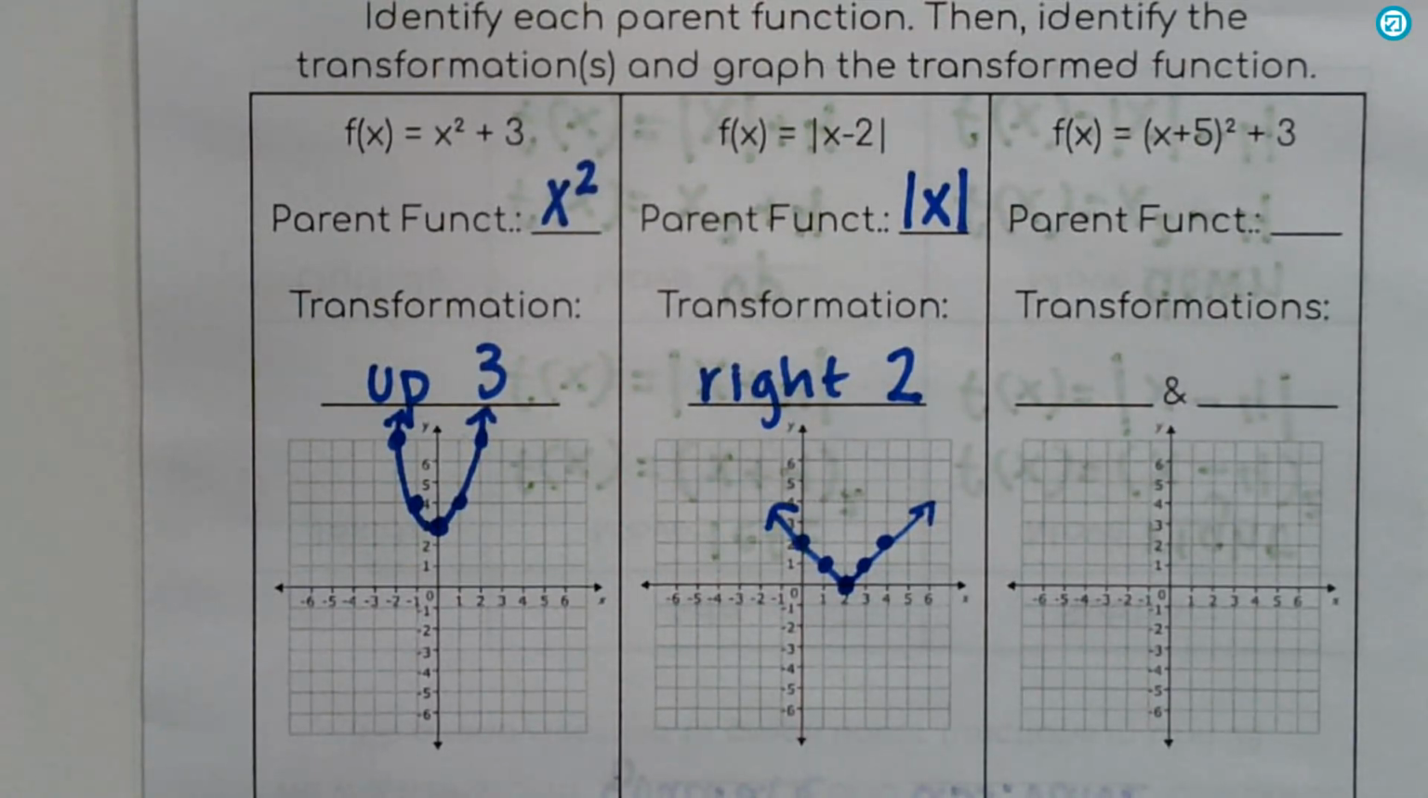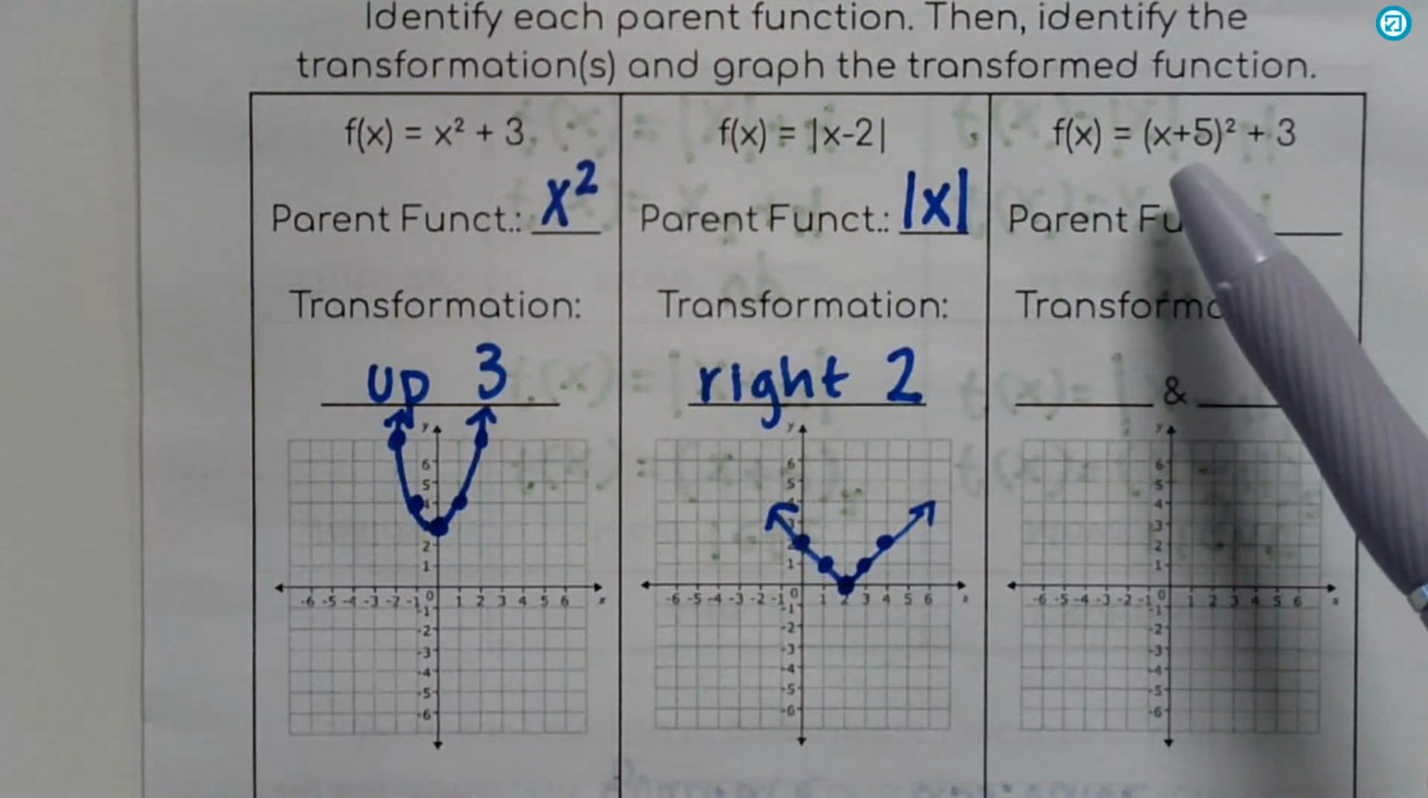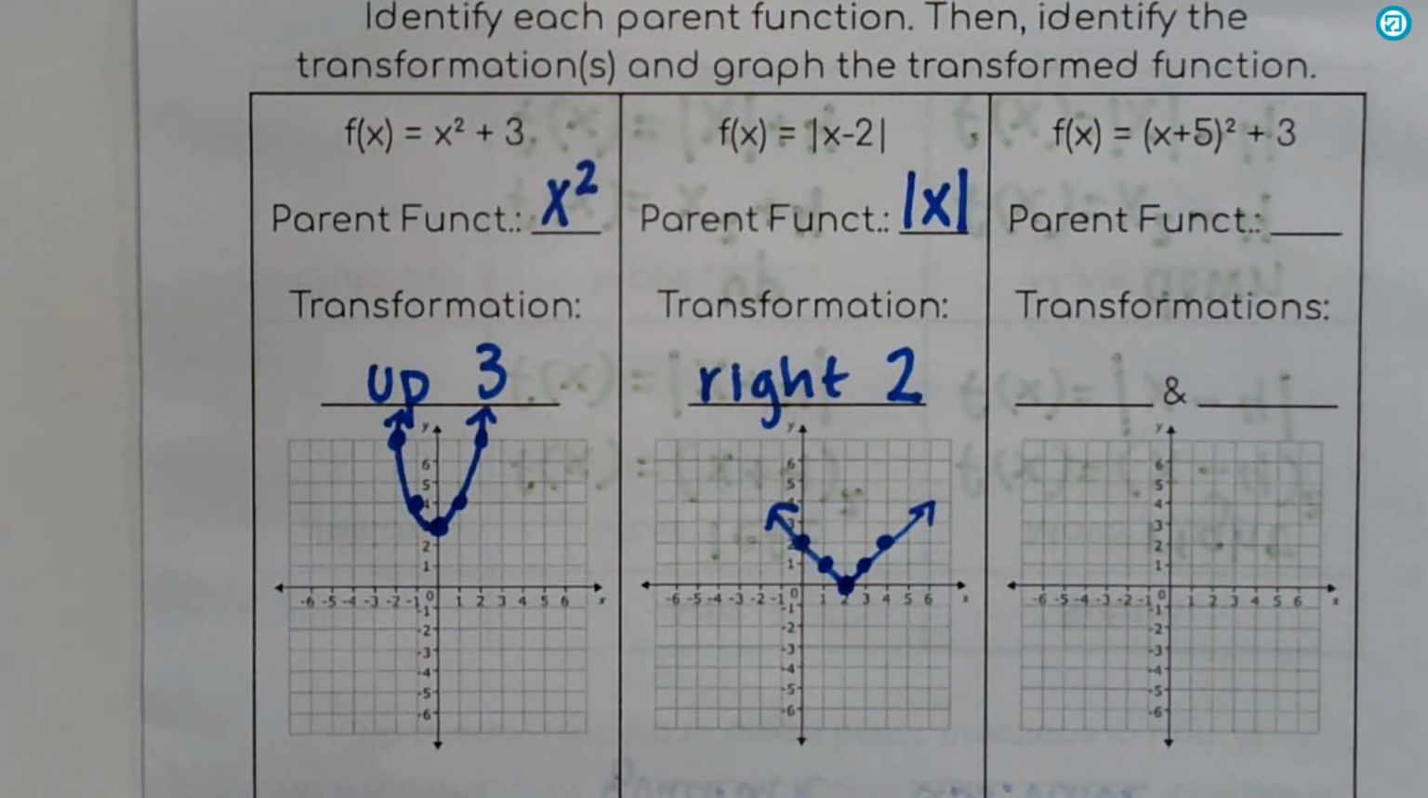Okay, we are going to start moving on. The rest of the problems on here and most of the problems on your assignment are going to have two transformations. So we're going to have something happening inside and something happening outside. Whatever is happening inside, we're going to deal with first. That is either going to take us left or right. Then whatever's happening outside is going to take us up or down. So just like with an ordered pair, that we go left or right and then up or down, that's what we're doing with these as well.